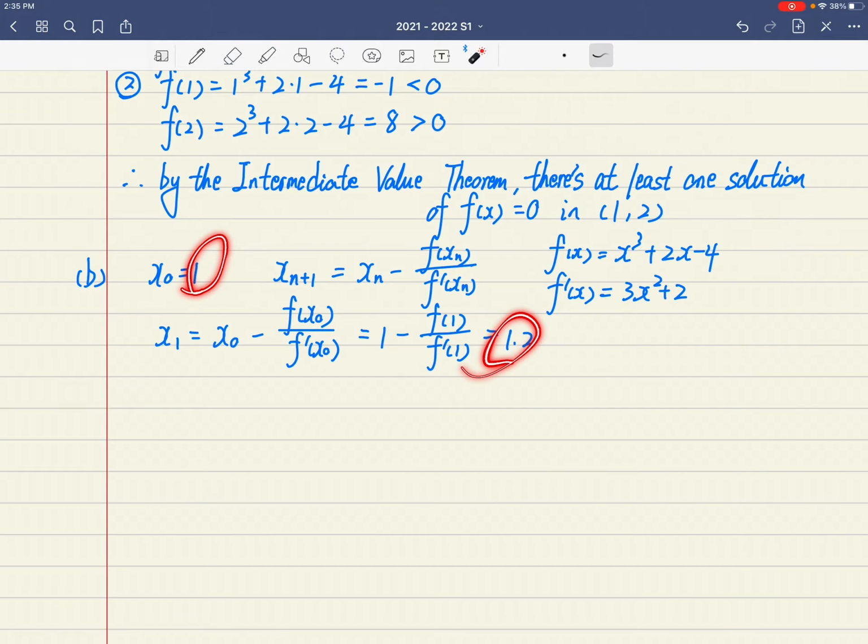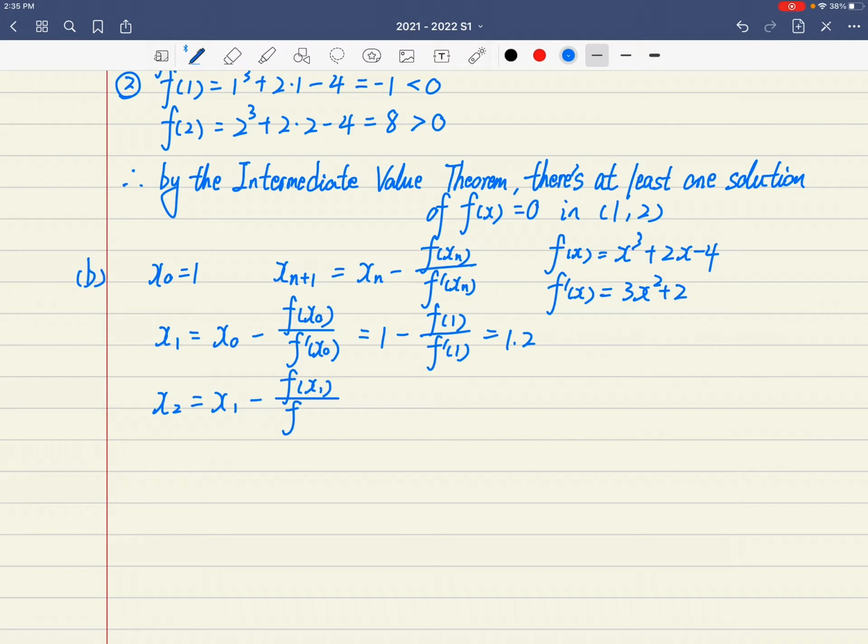Okay, can we stop here? No, because 1 and 1.2 are too different. So we have to keep the substitution going. We update for x again. So now x2 is x1 minus f(x1) over f prime of x1. You just do the substitution again, and you will get the answer. It is 1.179747.